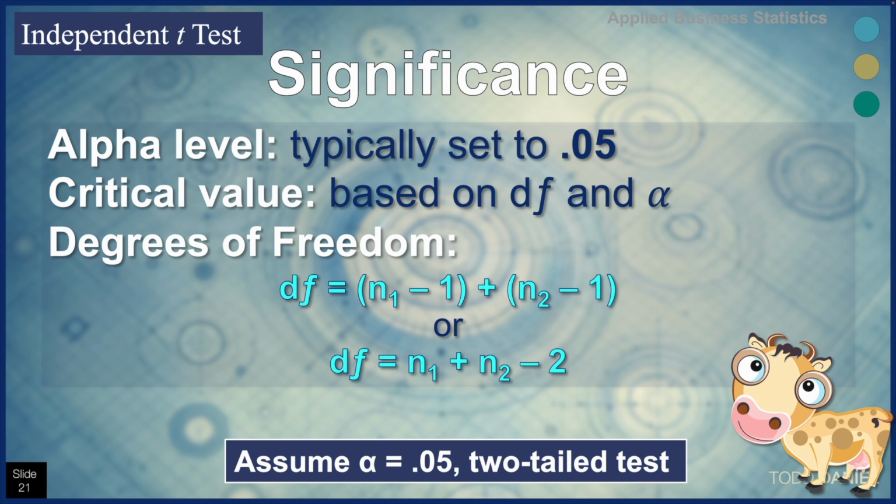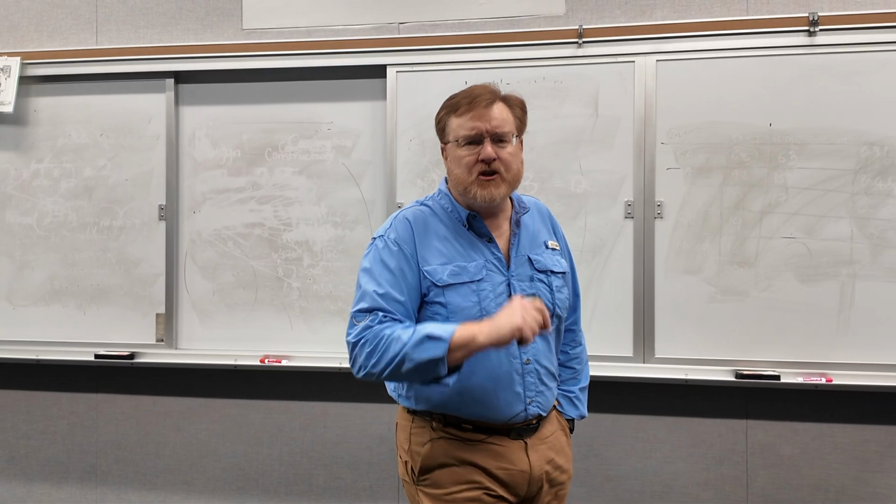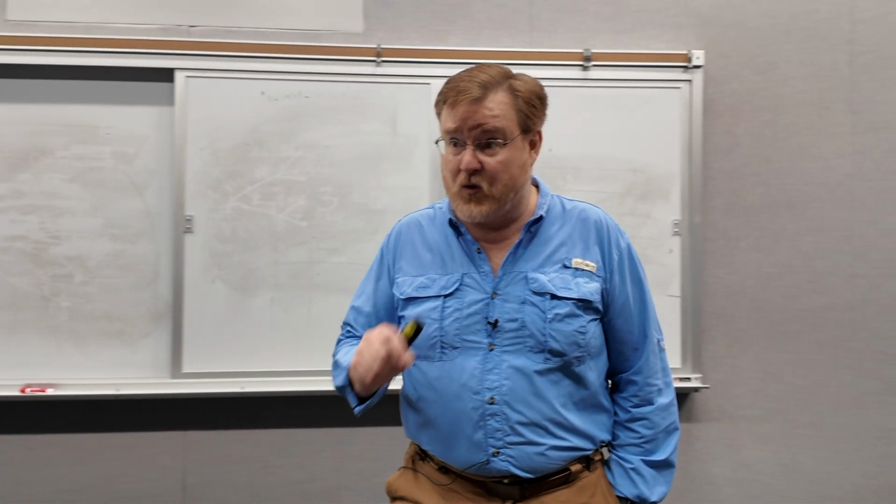Add those together. Exactly the same formula, n1 plus n2, just add them together and then subtract 2. Either way will get us to the correct number of degrees of freedom. And as we've done for many tests, we're going to assume that we're using an alpha of 0.05 and a two-tailed test. So let me show you how you can calculate the critical value for this independent samples t-test.